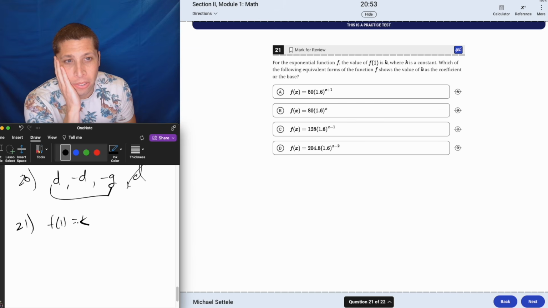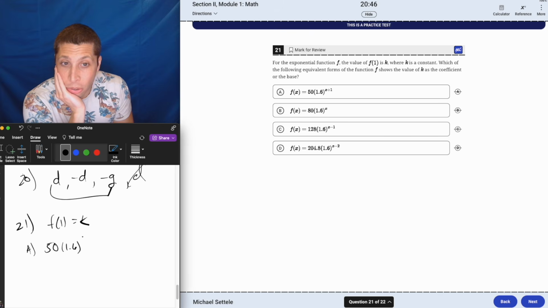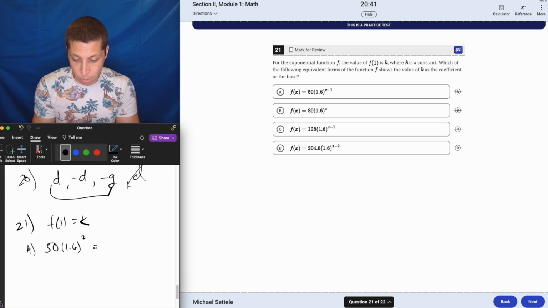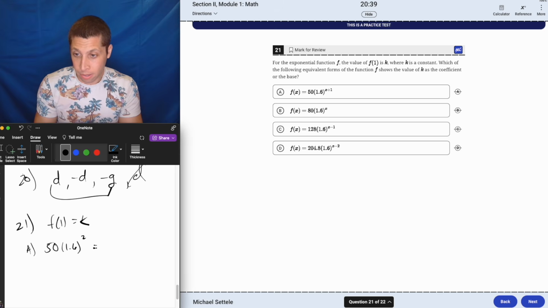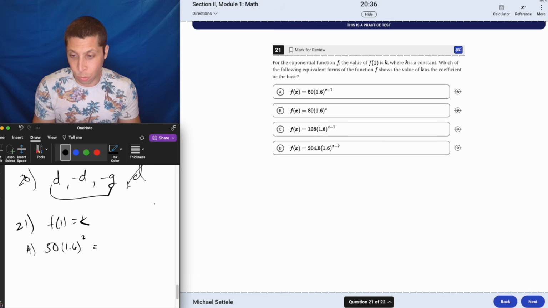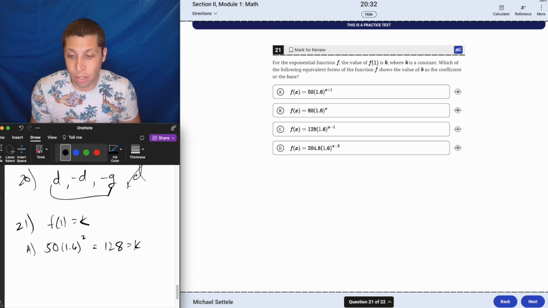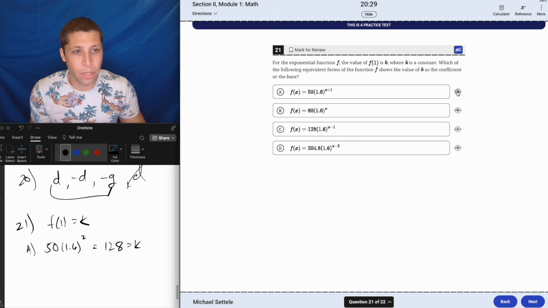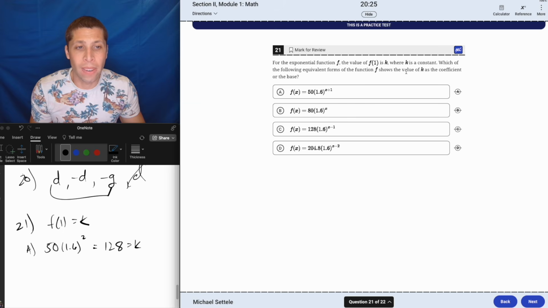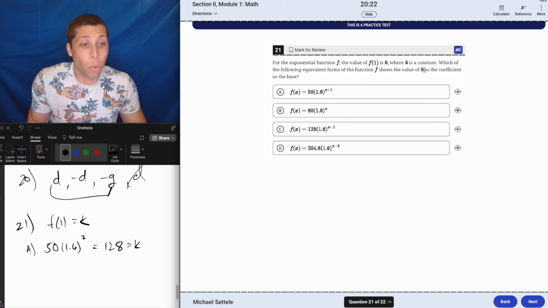Plug points into equations, right? So 50 times 1.6 squared, because 1 plus 1 is equal to what? So 1.6 squared times 50 is 128, right? So that's supposed to be k. Do you see 128 anywhere in choice A? No. So that's what they're asking, right? The value of k. So it shows 128 as the coefficient or the base. 128 isn't in here, right?